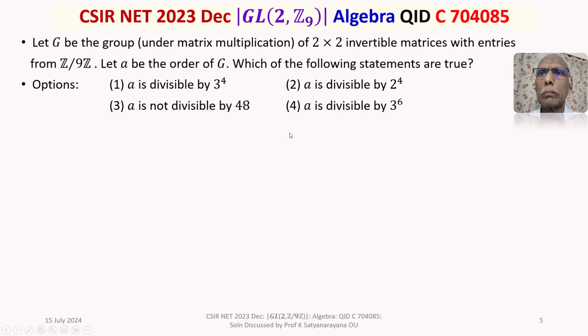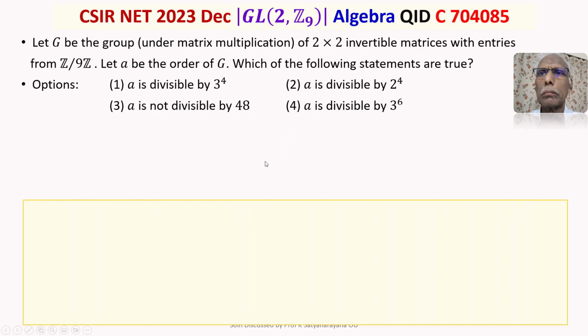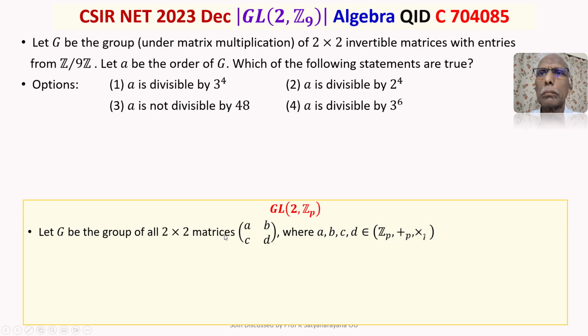Before going into the discussion of the problem, let us recall the concept of GL2, ZP. Let G be the group of all 2 by 2 matrices ABCD, where A, B, C, D belong to the finite field ZP, with addition modulo P and multiplication modulo P, where P is a prime number, such that AD minus BC is not equal to 0, under matrix multiplication.